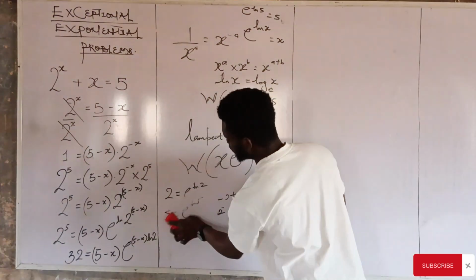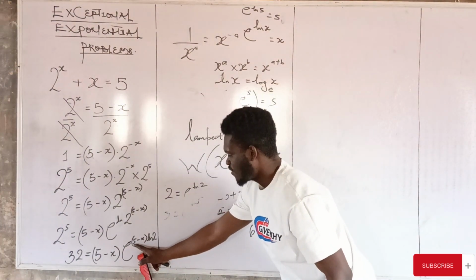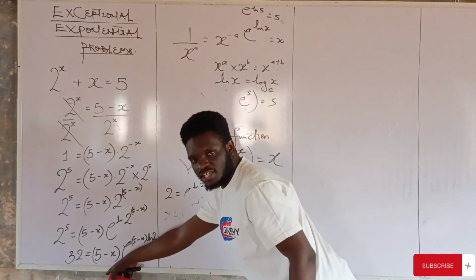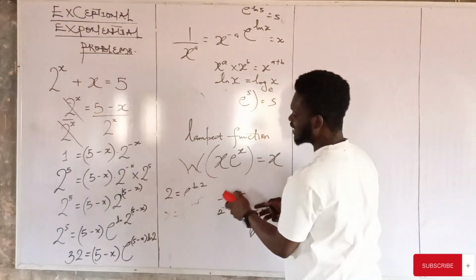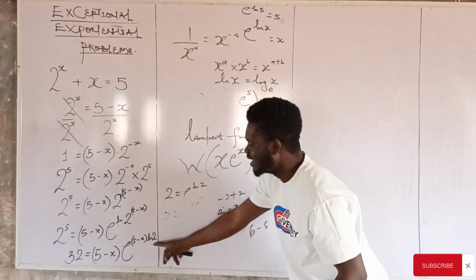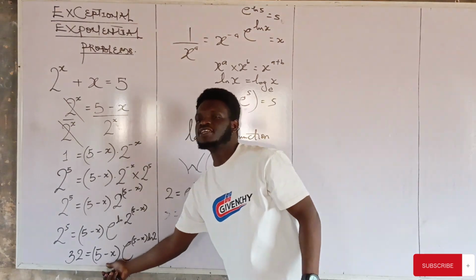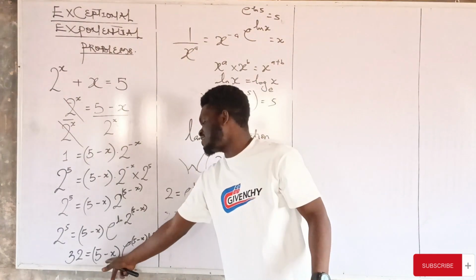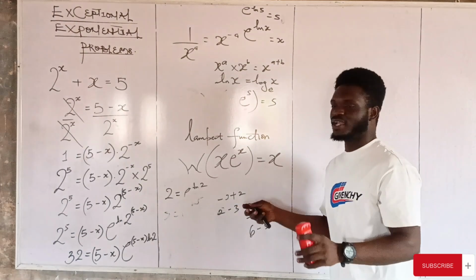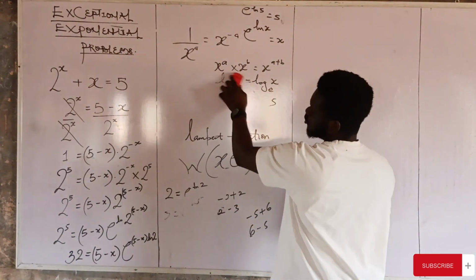Now if you watch properly, you find that we have 5 minus x ln 2 in the exponent. We have 5 minus x, but there's no ln 2 on the other part. So what are we going to do now? We have to make sure that we multiply both sides by ln 2, so that ln 2 affects the base here and this one. And when ln 2 affects the base, the power becomes the same as the base. That is the only way we can apply the Lambert function, and that's what we're about to do now.